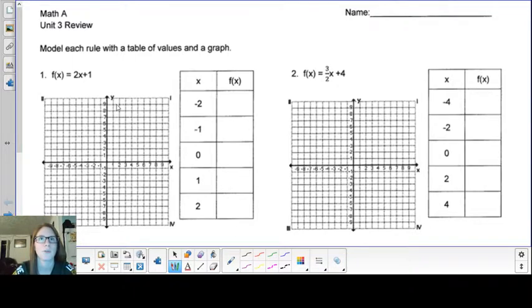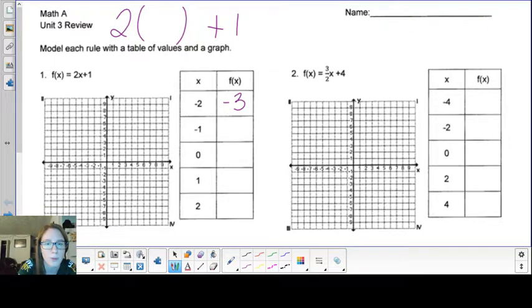For these first few, what we're going to do is plug in our x value, get a y value, and then plot them. So I'm going to take 2 times my x value plus 1. In this case, 2 times -2, which is -4. -4 plus 1 is -3. Then 2 times -1, which is -2. -2 plus 1 is -1. Then 2 times 0, which is 0, plus 1 is 1.